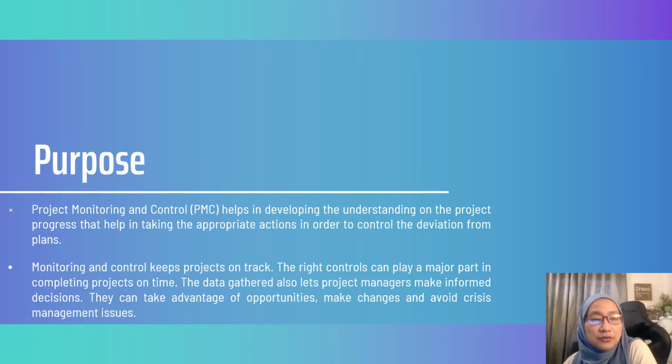Moving on, so what is the purpose of project monitoring and control? Or in other words, PMC. PMC helps in developing an understanding of the project progress, which helps in taking appropriate action in order to control the deviation from the plans. So monitoring and control keeps the project on track. The right control can play a major part in completing the project on time. The data gathered also lets the project manager make informed decisions. So they can take advantage of opportunities, make changes, and avoid crisis management issues.